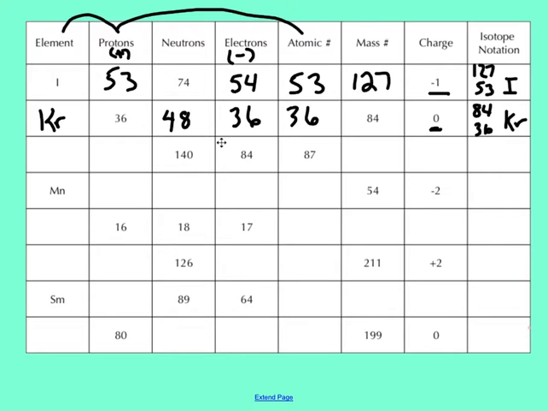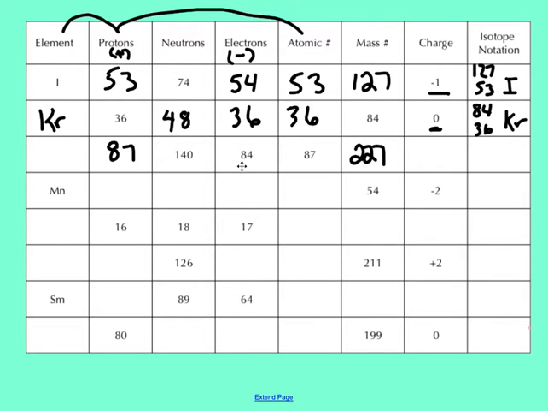Alright, so for the next one here, I can see that I'm not given protons, but I am given atomic number, so I know that I can put my 87 in here for the protons. Those are always going to be the same. The number of protons is the atomic number, or the atomic number represents the number of protons. I can see I'm given now protons and neutrons, so if I was to add those two numbers together, 87 and 140, then that should give you the mass number of 227.